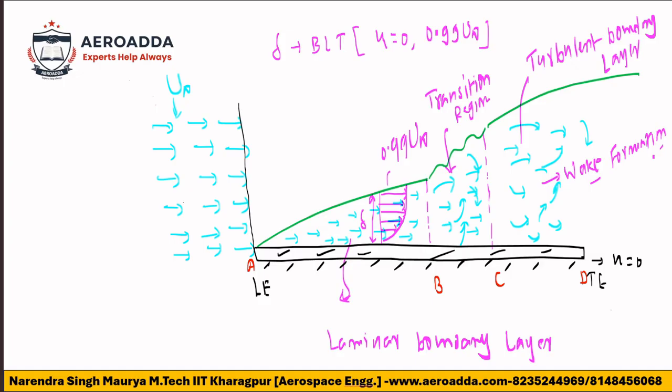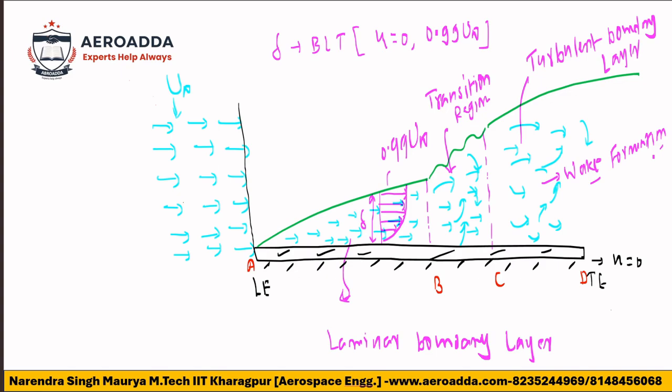So I have to say the delta is defined as the perpendicular thickness from the surface of the plate, where the velocity varies from 0 to 99% of free stream velocity. You please remember, sometimes they can ask the definition in the theory part. You need to remember this.